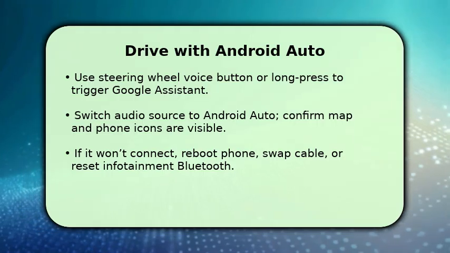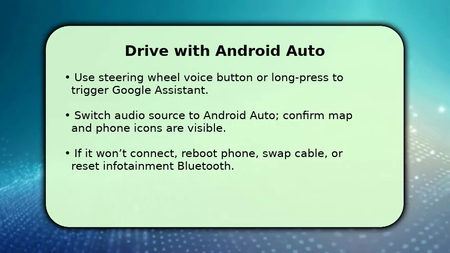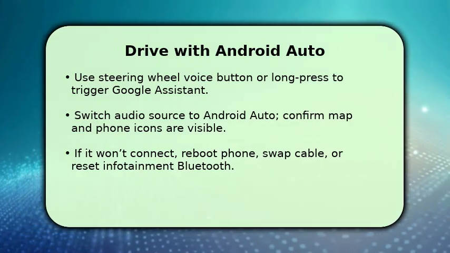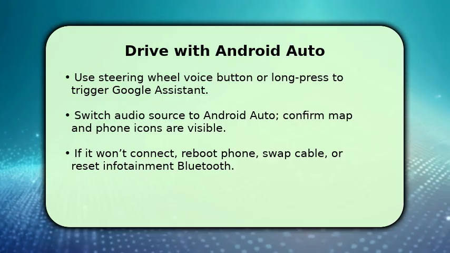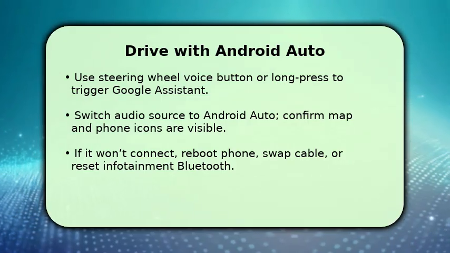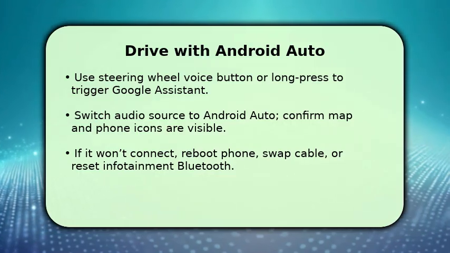Make sure the head unit's audio source is set to Android Auto and confirm map and phone icons appear on screen. If it fails to connect, reboot the phone, try a different USB port or cable. And if needed, clear pairing on the infotainment and repair. That resolves most stubborn connection problems.